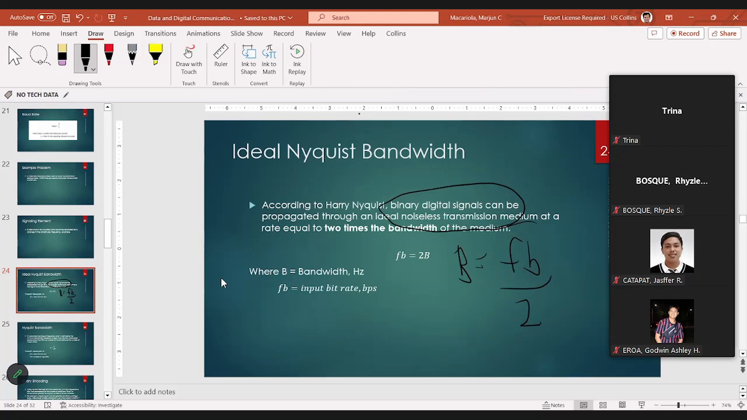FB, the input bit rate. You may encounter the input bit rate in different types of digital modulation, such as ASK, FSK, and PSK, and those digital modulation techniques have different values for input bit rate. When asked to find the input bit rate, it is just twice the bandwidth, provided that it is given in the question that you are using a noiseless transmission medium. Don't forget: noiseless.